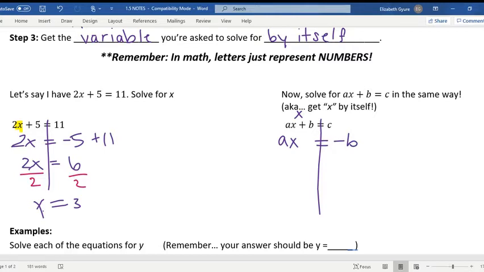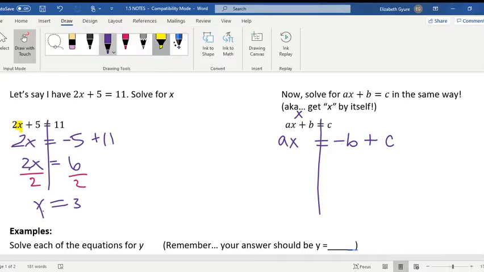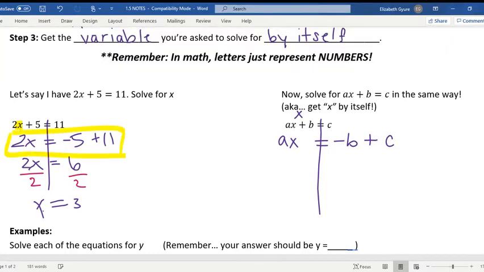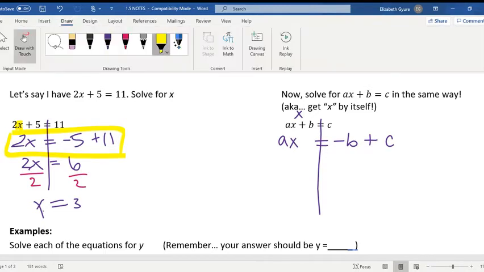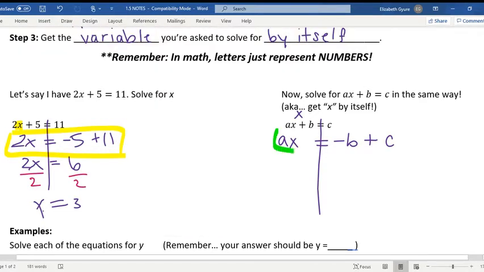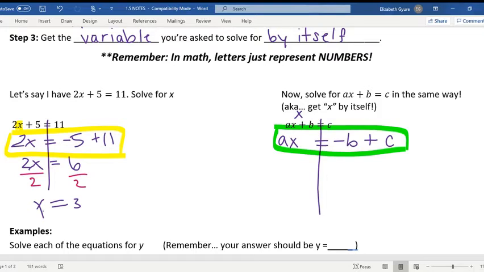Sorry. And then the c, does the c have an x on it? It's going to stay. It's already on the other side. So plus c. Now take a look, guys. Take a look at this. Okay, look at this versus this. Do they look really similar, like structurally?